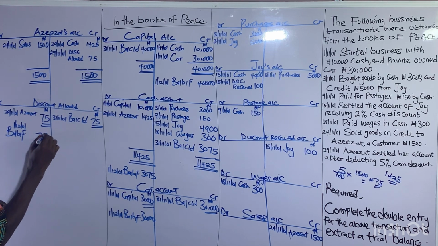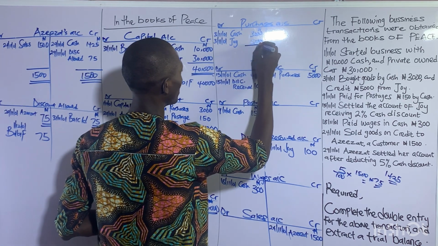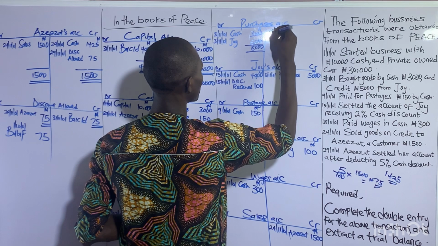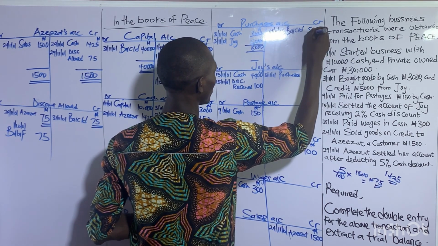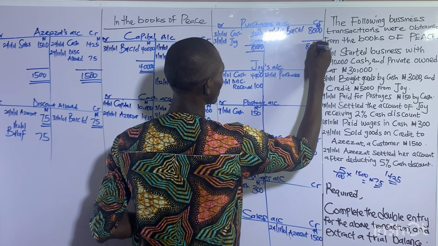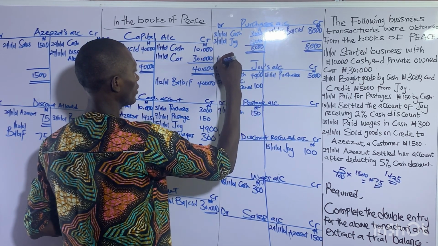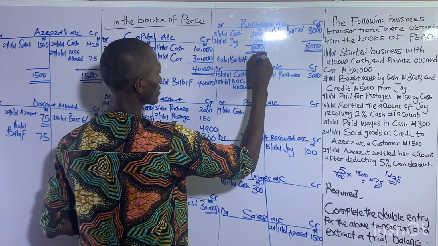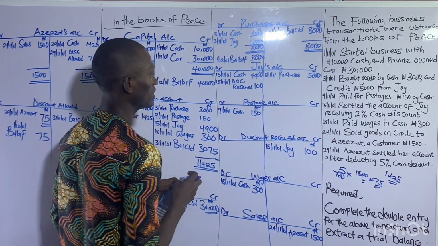1/12/01. That's 75. Then for purchases, the total here, that's 8,000. Then 31st 11/01, balance carried down, that's 8,000. Then you bring it down, that's 8,000. You close it, draw two lines. Then for every balance carried down, there must be balance brought forward, that's 8,000. Then let's balance for Joy.